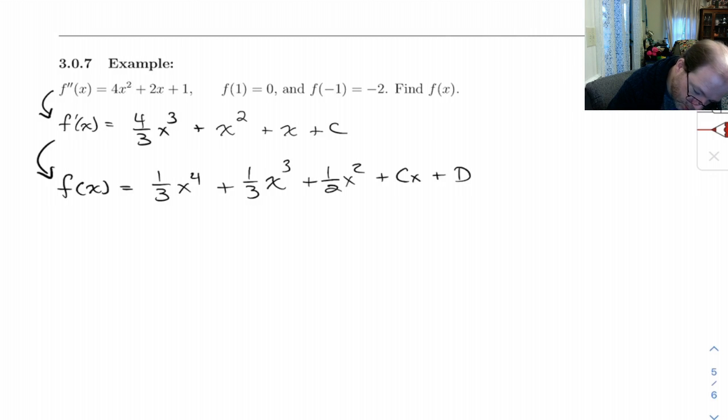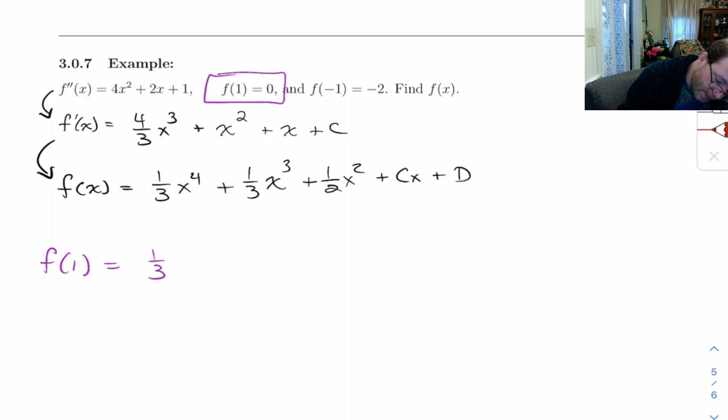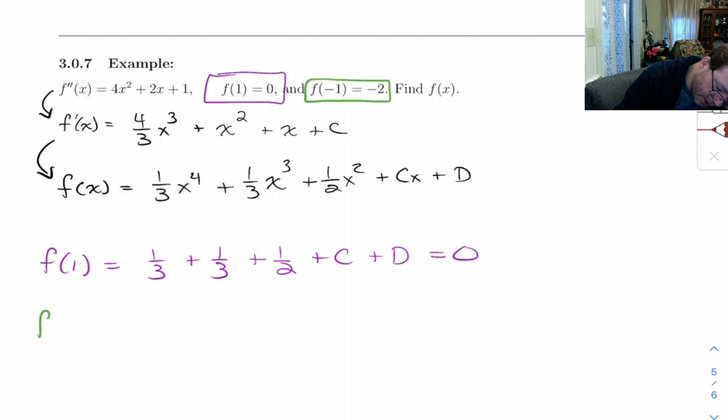So let's, I'm going to use some colors here. Let's do this one in purple. f of 1 gives me 1/3 plus 1/3 plus 1/2 plus c plus d, and that's equal to 0. Okay, at least we have some fairly easy numbers to plug in.